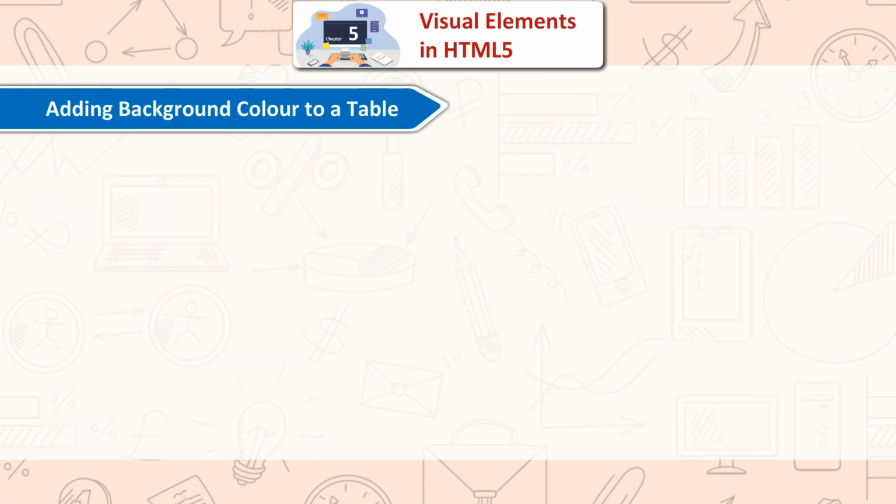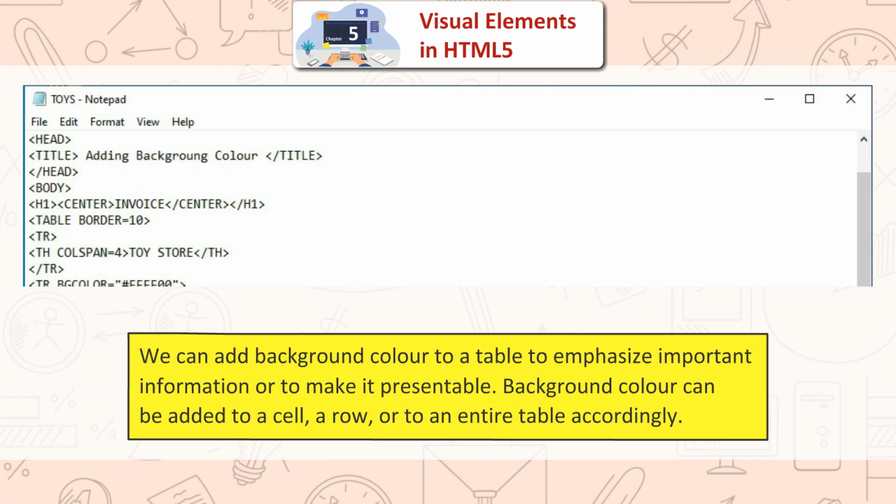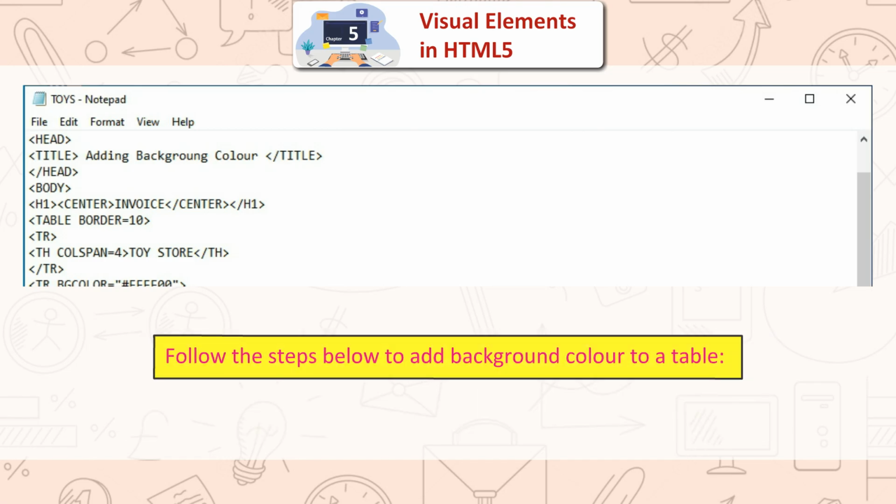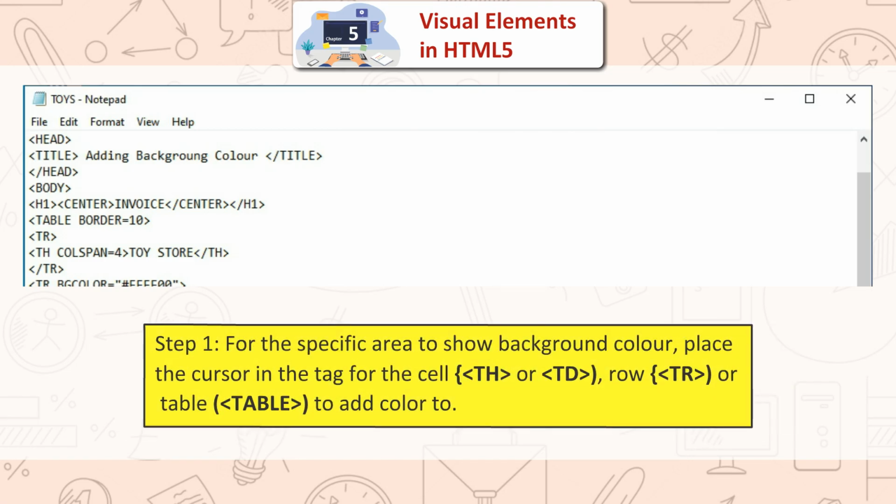Adding background color to a table. We can add background color to a table to emphasize important information or to make it presentable. Background color can be added to a cell, a row, or to an entire table accordingly. Follow the steps below to add background color to a table.